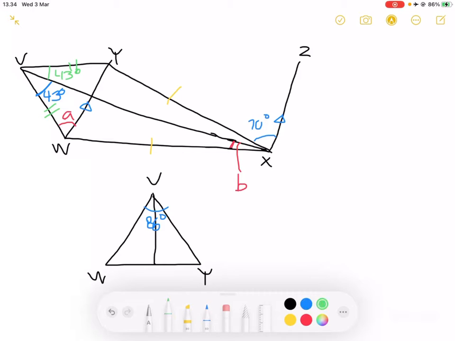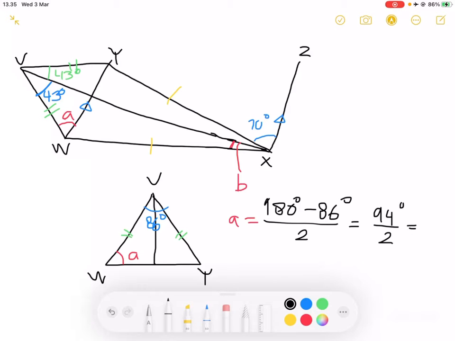And keep in mind these angles are equal, and we need to find this angle A right here. Notice the triangle VWY is an isosceles triangle, therefore we can just find the value of angle A as shown. So 180 degrees, and keep in mind this is A. A is 180 degrees minus 86 degrees divided by 2. The top part will be 94 degrees over 2, which overall will be 47 degrees.